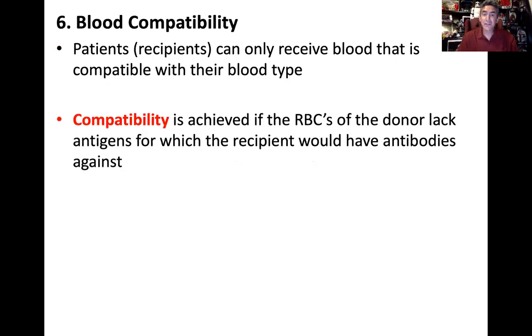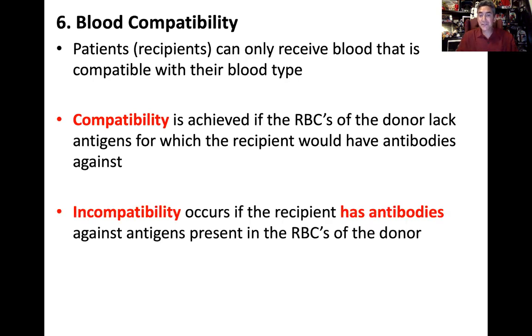Compatibility is achieved if the red blood cells of the donor lack antigens for which the recipient would have antibodies against. So two new vocabulary terms, antigens and antibodies. An antigen is going to be a foreign protein or a protein that triggers an immune response. The antibodies, which are going to come from our B lymphocytes, are going to go and attack this antigen. So kind of think of it, the antigen, the bad guy, the antibodies, the good guys, right? It's helping to destroy the invader there.